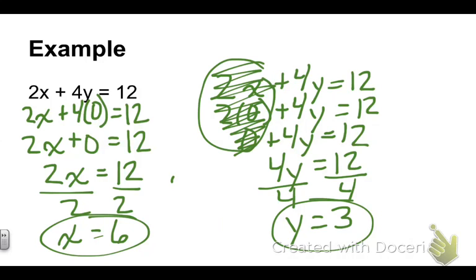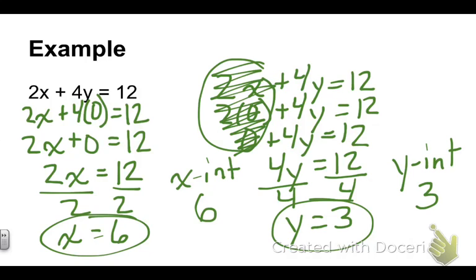So here's the deal. I got my x-intercept is at 6, and my y-intercept is at 3. If I plot those 2 points, connect them with the straight line, boom, there's my linear graph.